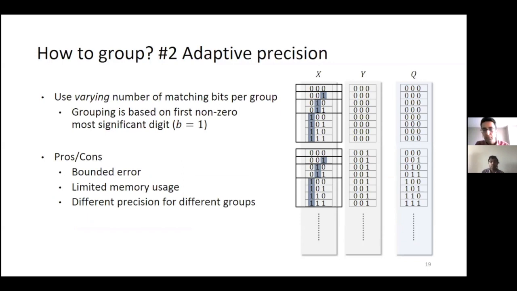In this example, I'm using B equal to 1. So basically I'm matching on the first non-zero most significant digit, which is B equal to 1. And this approach can actually provide bounded error. It has limited memory usage, and it has different precision for different groups.